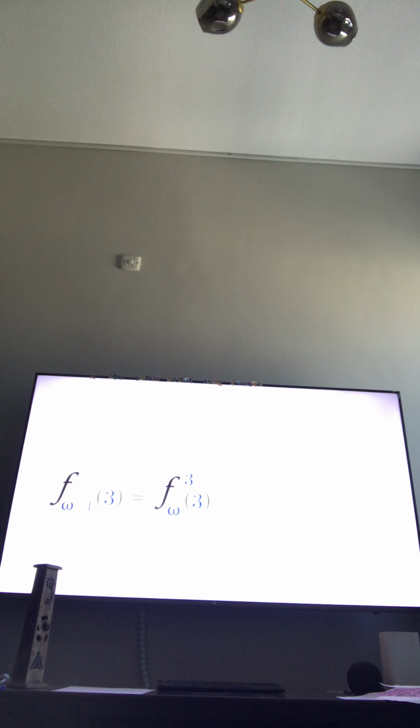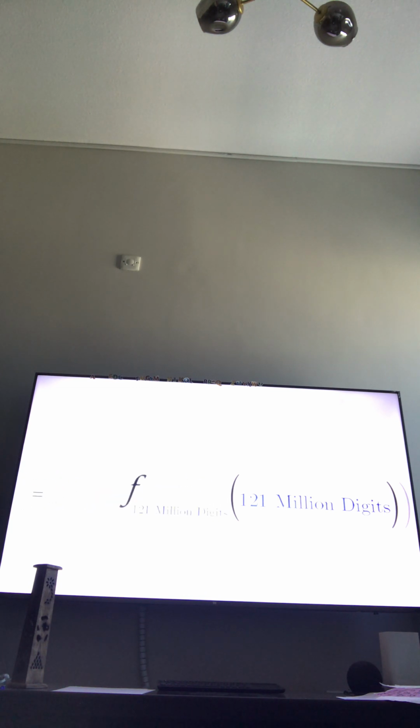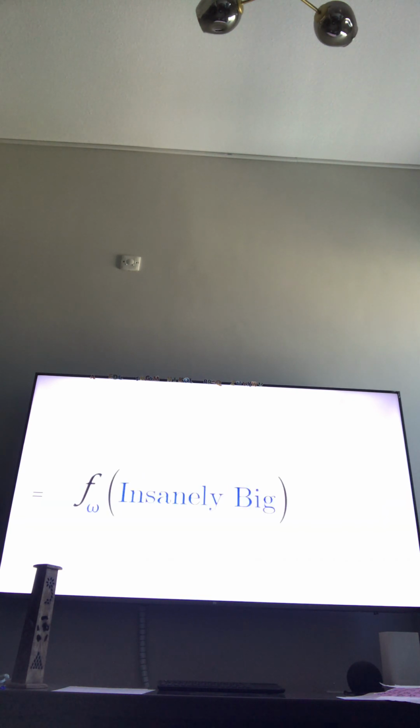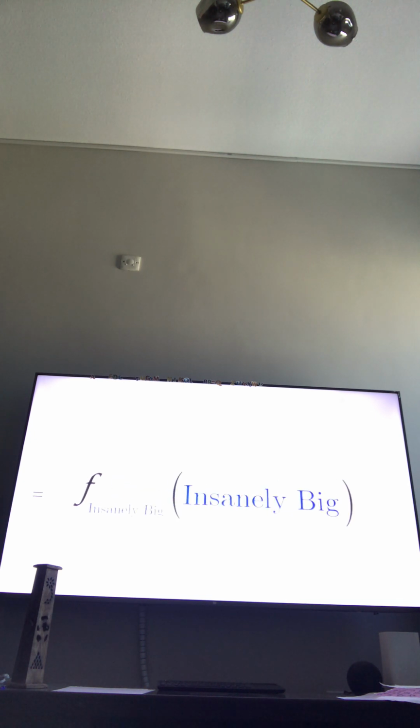So we do the F omega process 3 times. F omega 3, as we've known earlier, is the 121 million digit number. Now F omega of 121 million digit number, that's F 121 million digits of 121 million digits. This is insanely big. Now F omega of insanely big, that's F insanely big of insanely big. We can have omega plus 2, omega plus 3, omega plus 4, and so on. And then we have our next limit, which is omega plus omega, which can also be written as omega times 2. I'll leave this for the next video.